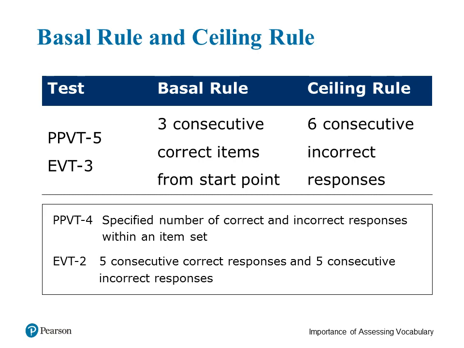Basal and ceiling rules, again, the same for each test, PPVT-5 and EVT-3. The basal rule for PPVT-5 and EVT-3 both is achieved when an individual responds correctly to the first 3 consecutive numbered items from the start point for his or her age level. If an individual does not achieve a basal for his or her age level, the examiner would administer the items preceding the start point in reverse order until a basal of 3 consecutive correct items is established, and then return to the first incorrect response and resume testing forward.